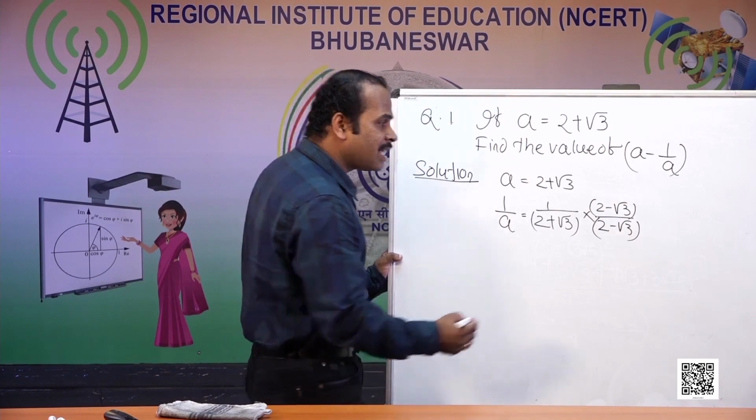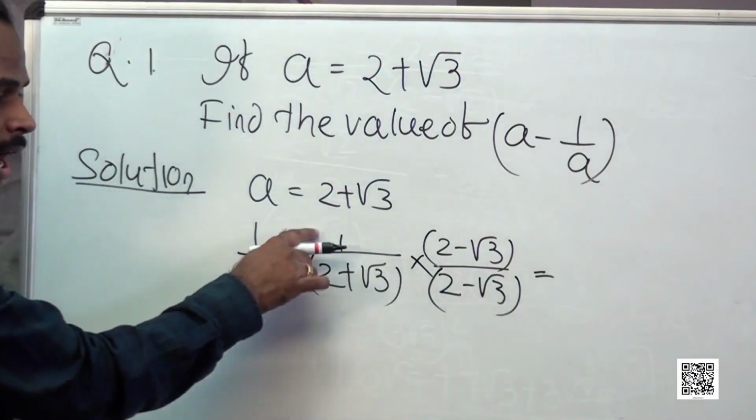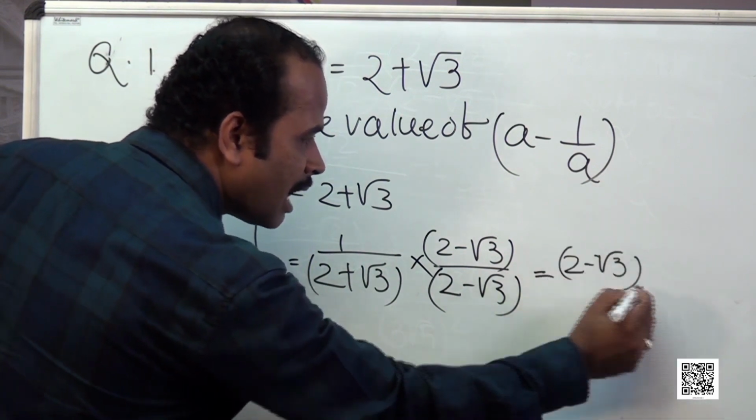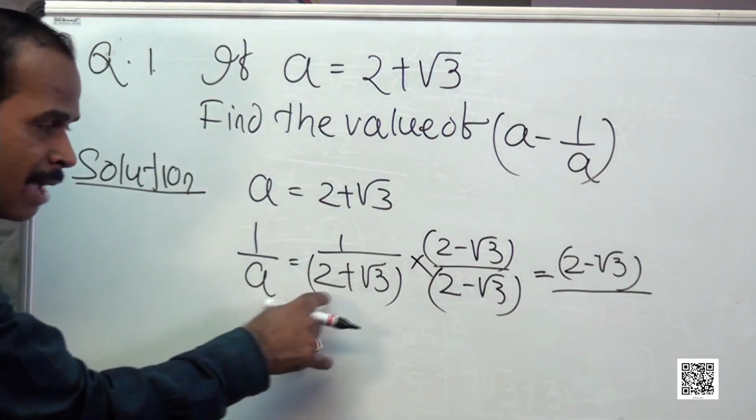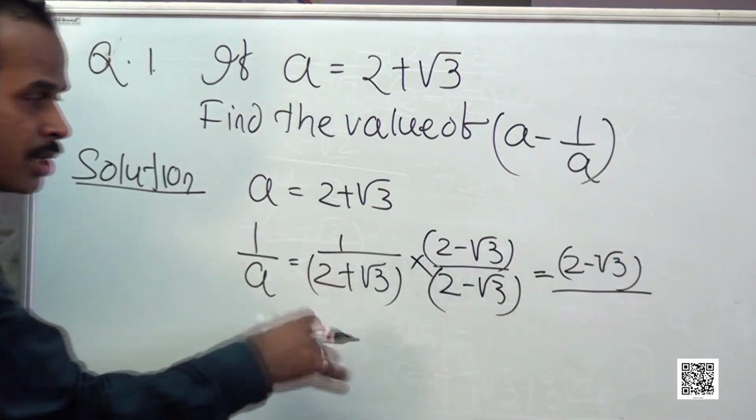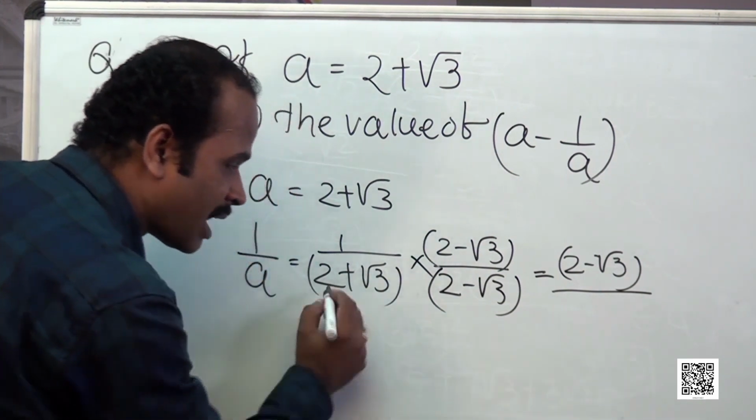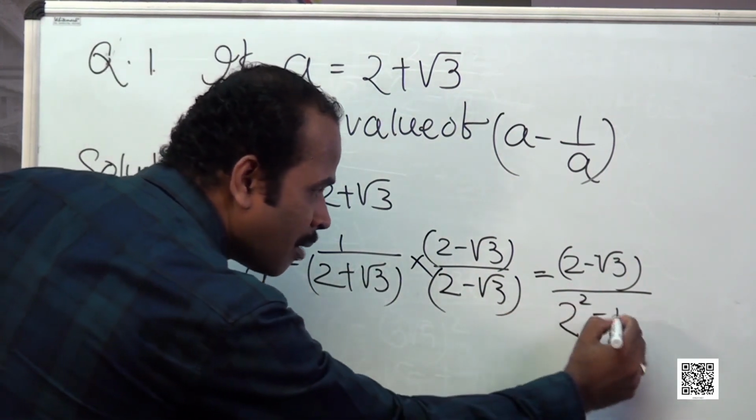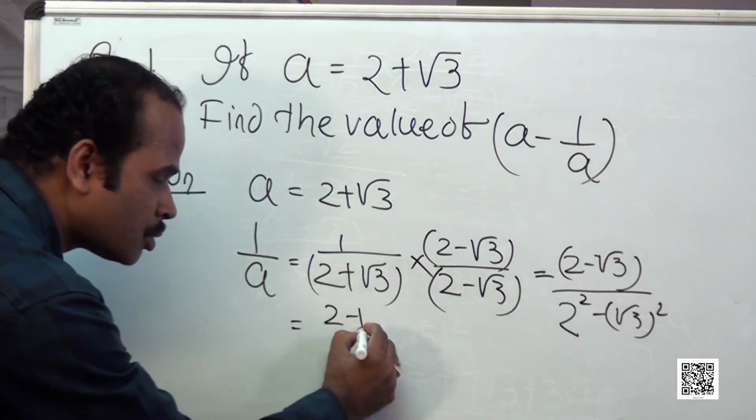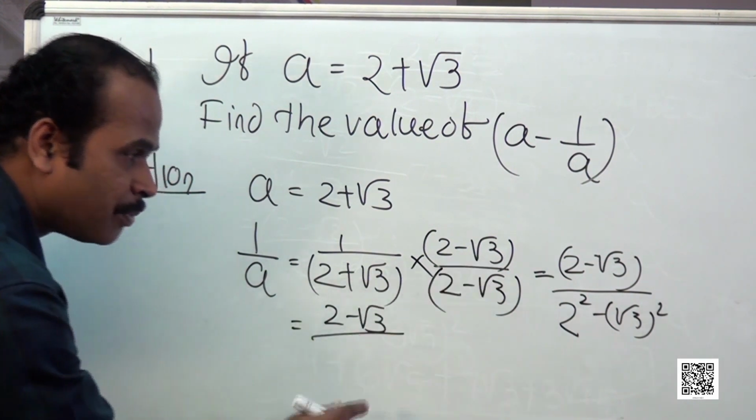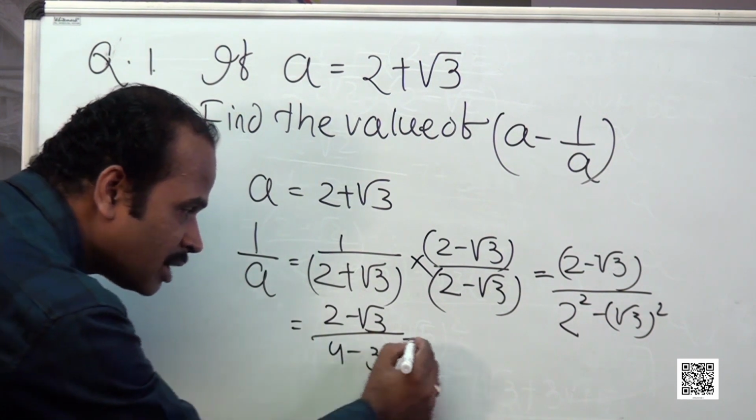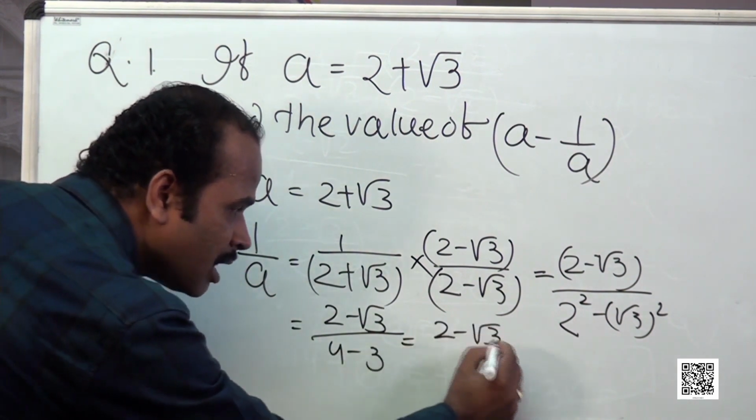So what answer do I get here? The numerator becomes 1 into 2 minus root 3, which is 2 minus root 3. And the denominator is in the form of a plus b into a minus b, where a is 2 and b is root 3. So the answer will be a square minus b square, that is 2 square minus root 3 square. Finally I get 2 minus root 3 divided by 2 square, which is 4, minus root 3 square, which is 3. So 4 minus 3 is 1. So 2 minus root 3 by 1.